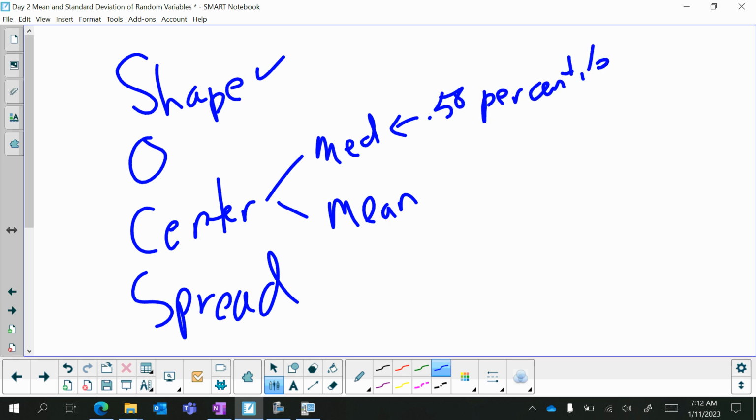Remember, if it's symmetric, the mean will equal the median, and then our work will be done. But unfortunately, it's usually not symmetric. So we're going to look for the mean next, okay?